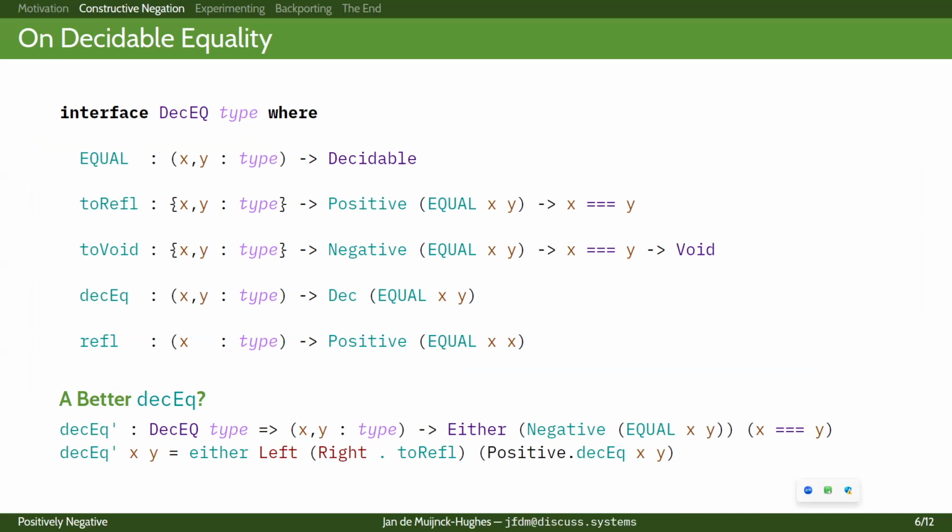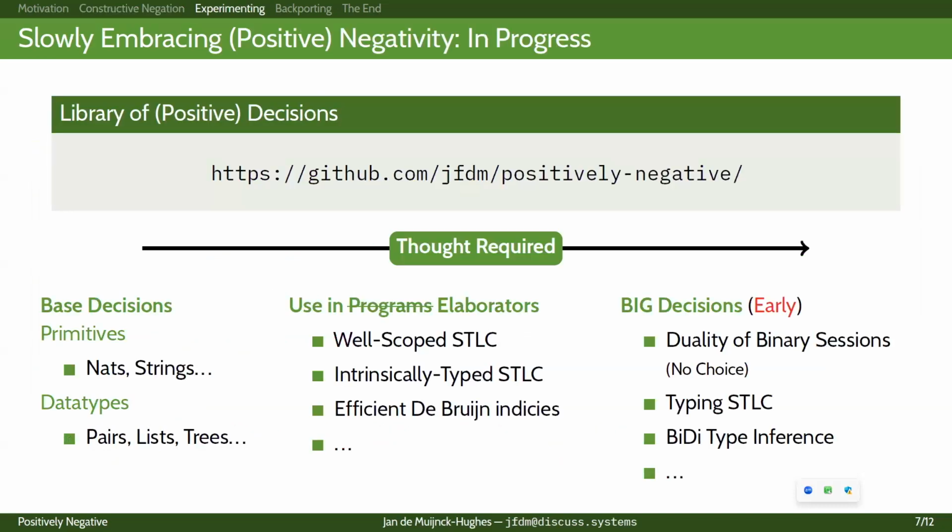It's all about, I want to tell users why something didn't happen just as much as why it did happen. Okay, so moving on, what have I done? Well, I've been slowly embracing this negativity for a while, and I've gone from simple thought things to more extensive thought things. So looking at the bottom, I've been playing around with primitives, natural numbers, strings, where you need a lot of believe-me's. So can we build up predicates that work on these things?